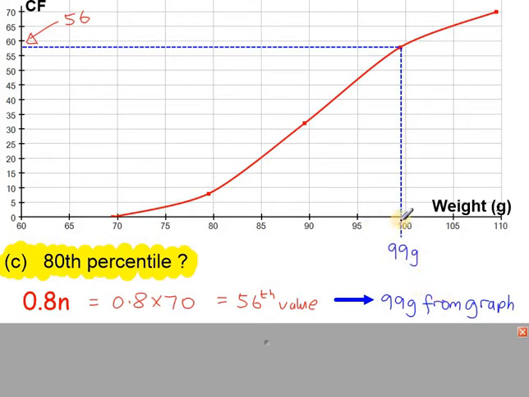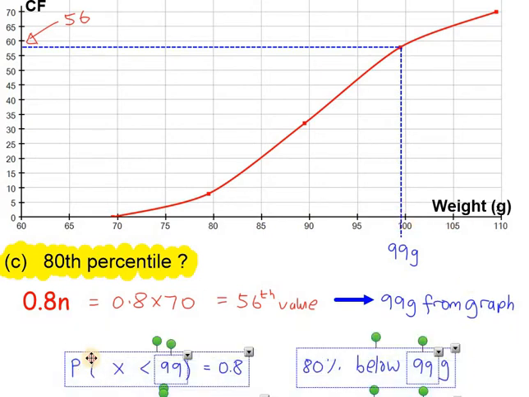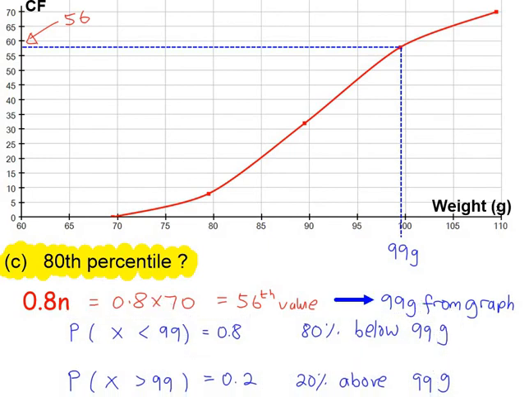It means 80% of the data lies below 99 grams and 20% of the data lies above 99 grams. And we can write these in probability terms as well, like this. So if a single item was chosen randomly, the probability that its weight is less than 99 grams is 0.8, and the probability that its weight is greater than 99 grams is 0.2.